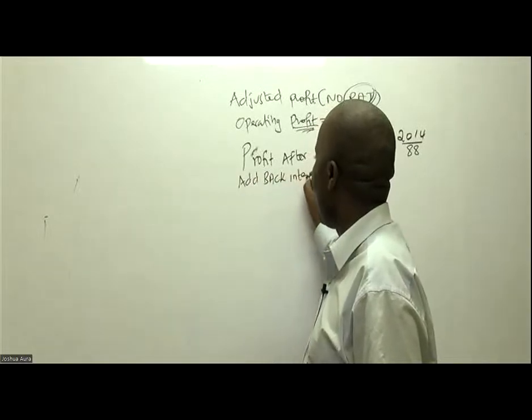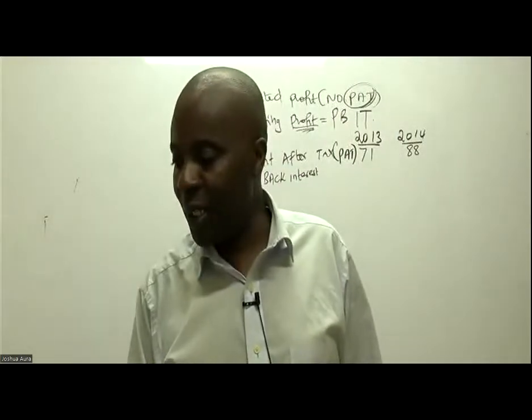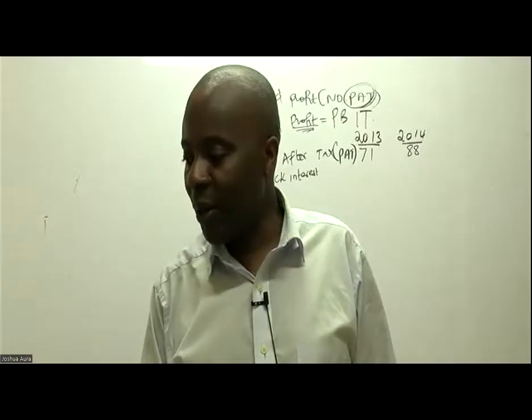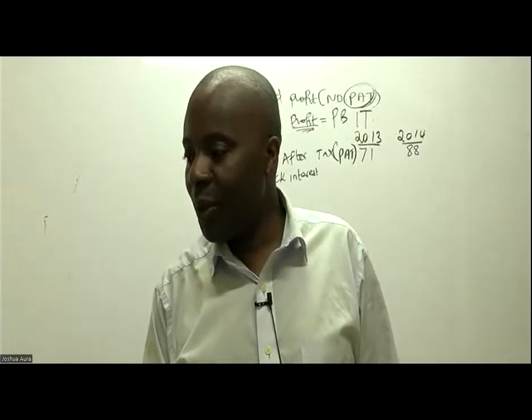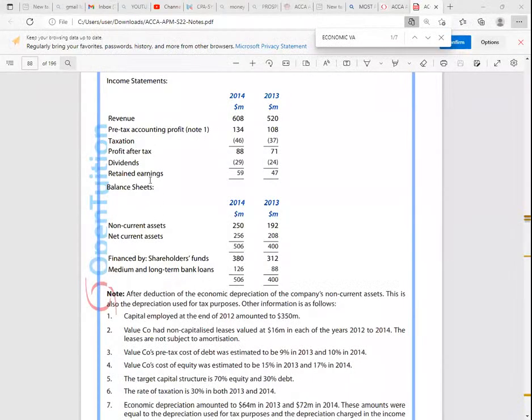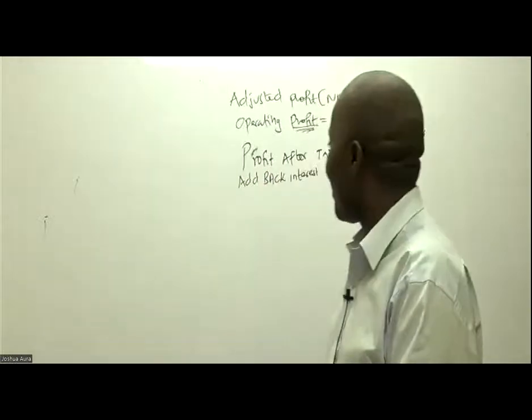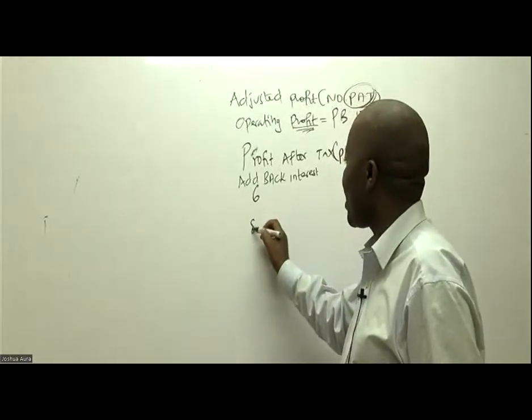Are you able to see the interest amounts? The examiner will give you the interest. If it's not given here, it means that down here they must give me the interest that was payable in 2013 and the interest payable in 2014. Are you able to see the 6 and the 8 figures? Oh yes, I can see 6 and 8, but there is one condition here.